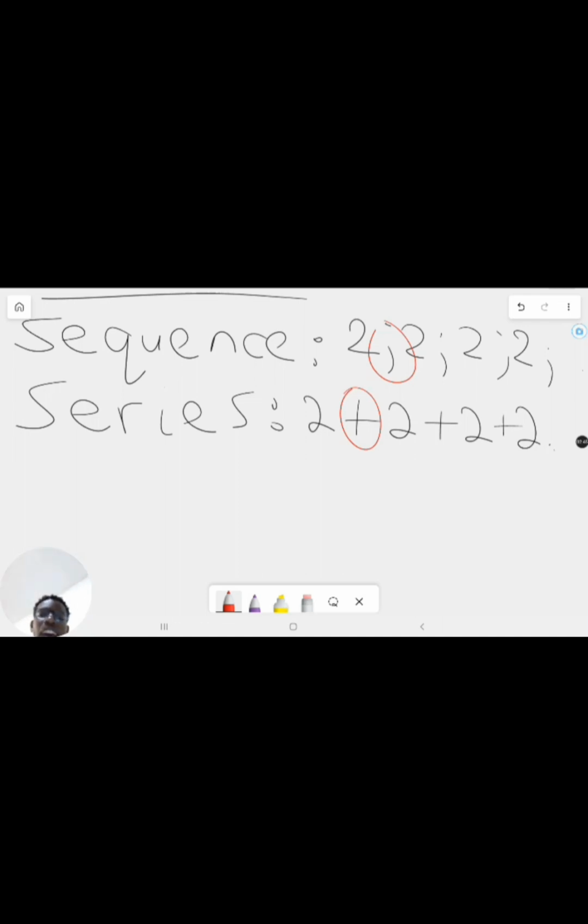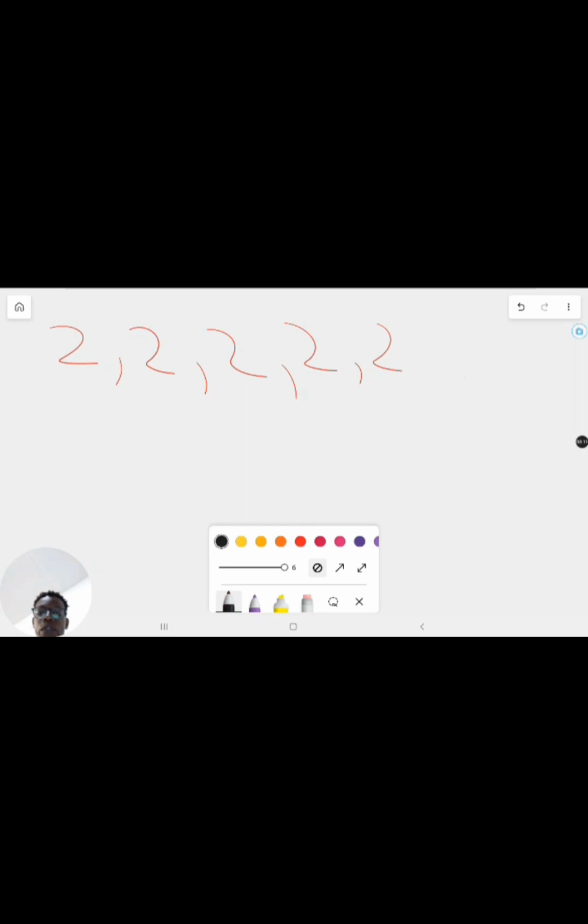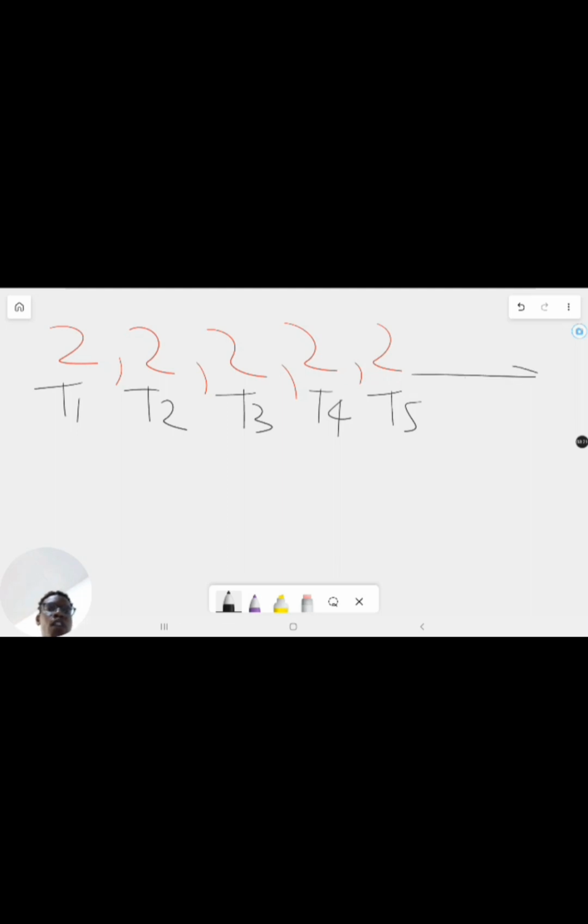Now, what is an arithmetic series? Okay, remember what an arithmetic sequence is. Just to recap, if you've got a sequence 2, 2, 2, 2, and 2, etc., you've got a bunch of 2's listed here, and then you've got the first term being term 1, second term being term 2, third term being term 3, fourth term being term 4, fifth term being term 5, and this goes on forever.